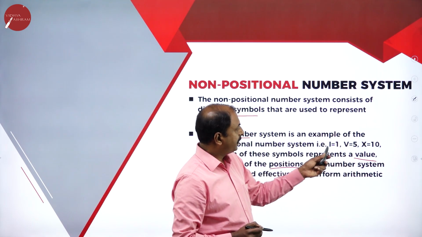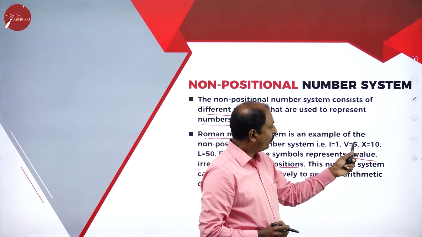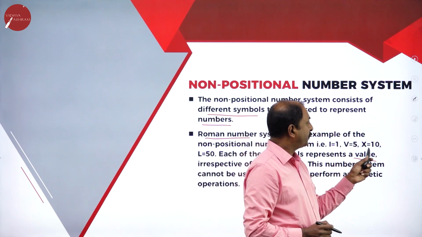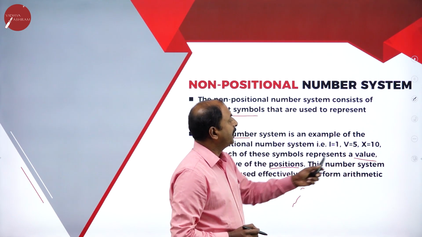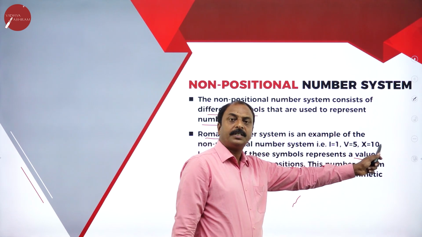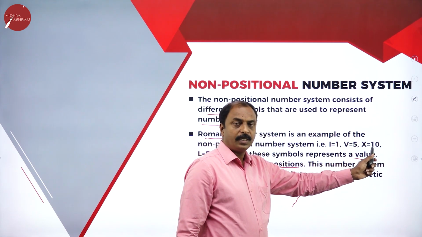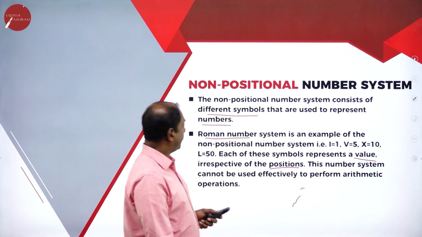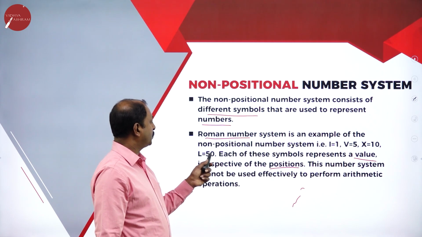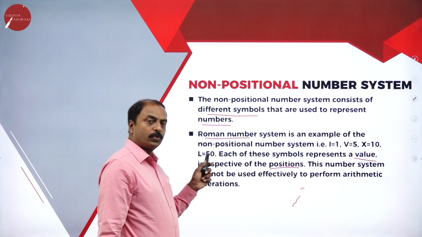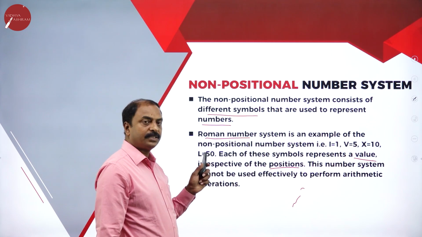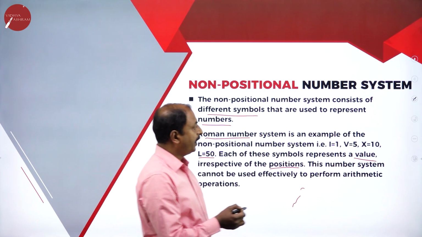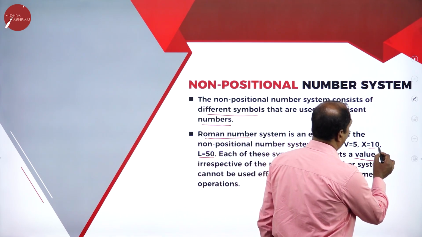In this example, there is only one position, and here there are two positions. I mean, there are two digits. Here X stands for 10. So here, irrespective of digits, irrespective of its position, it gives a value. For example, here X equals 10. And similarly, L equals 50. Here also there are two digits, 5 and 0. But here L stands for 50, that is one number, and X stands for 10, it is one number.